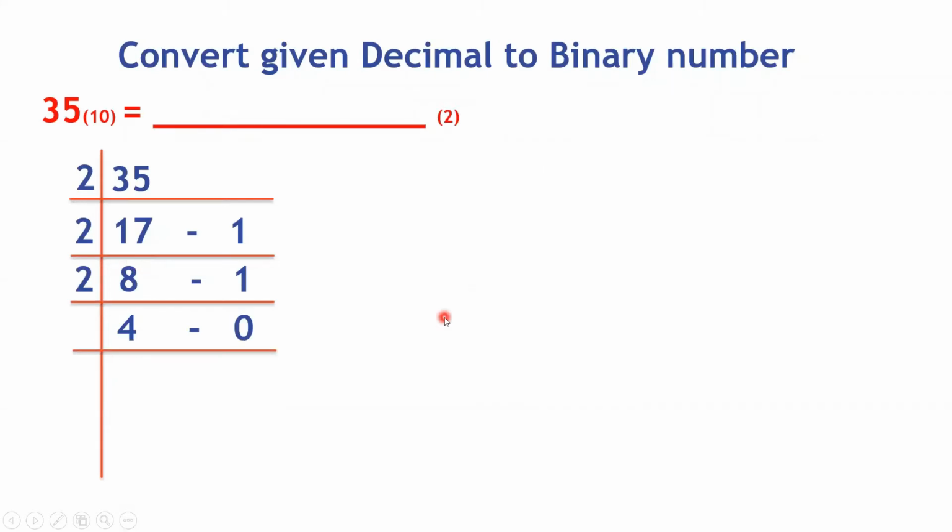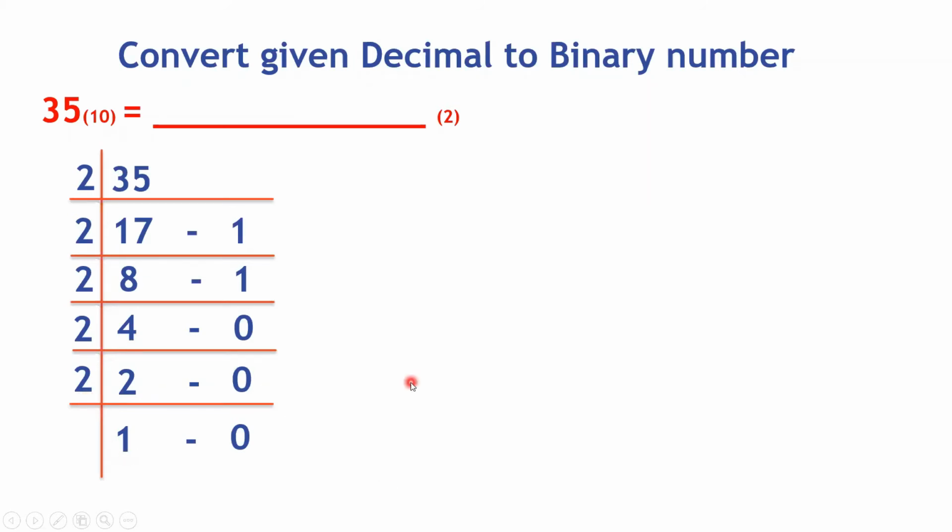Again we have to divide it by 2. 2 2s are 4. Again this number got completely divisible, so again the remainder is 0. Now this 2 again we will divide. 2 1s are 2, so the remainder is 0. Now further this 1 cannot be divided because it is smaller than the base, that is 2.